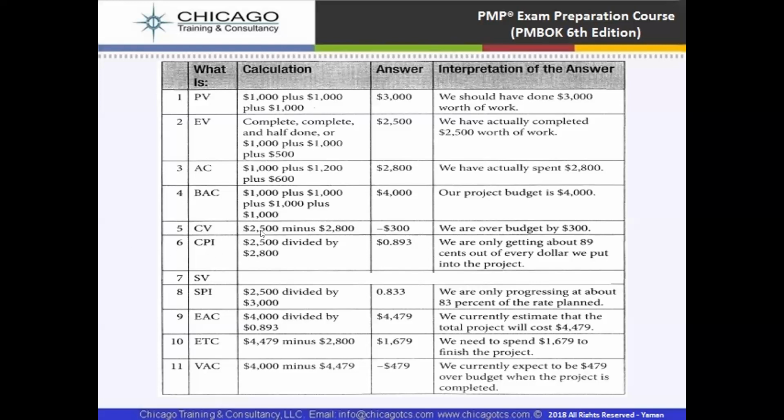Then cost variance is 2,500 minus 2,800, which is equal to minus $300. We are over budget by $300 since it is negative. So that's why we are over budget by $300.